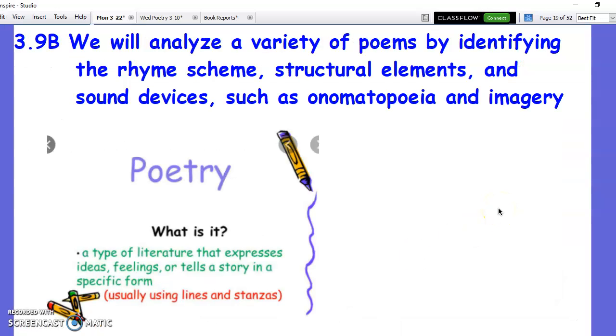Hello. Today's objective is the same that we were doing the week before we had spring break. We're still looking at poetry. The objective is 3.9b. We will analyze a variety of poems by identifying the rhyme scheme, structural elements, and sound devices such as onomatopoeia and imagery.